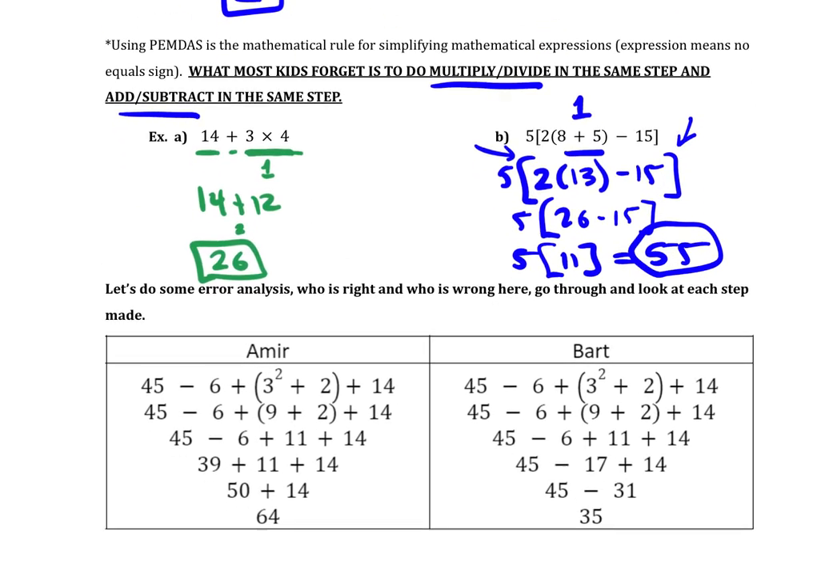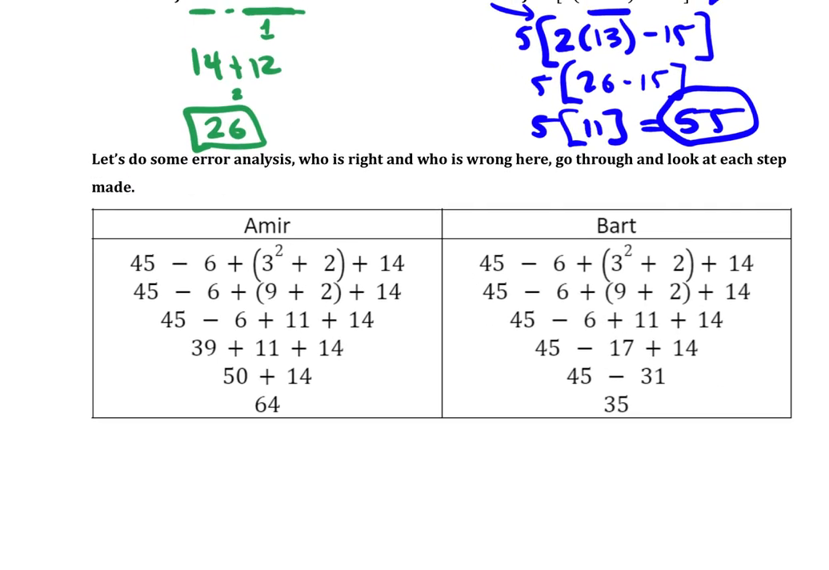So that, I'm hoping, is review. You might have gotten twisted around at a place or two, but that should be pretty familiar to you. So now let's look here. Somebody is right, somebody is wrong. Either Amir is correct or Bart is correct. And let's take a look and see which one is going to be correct.